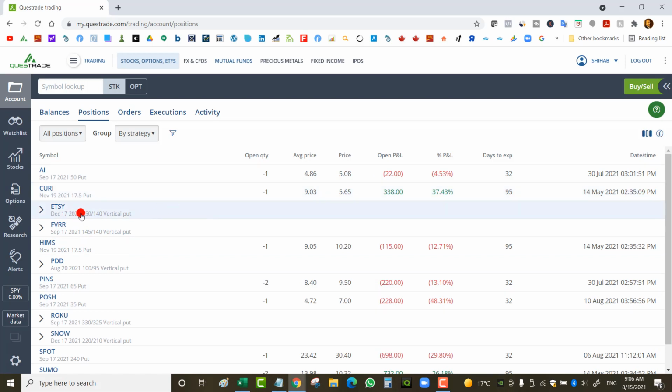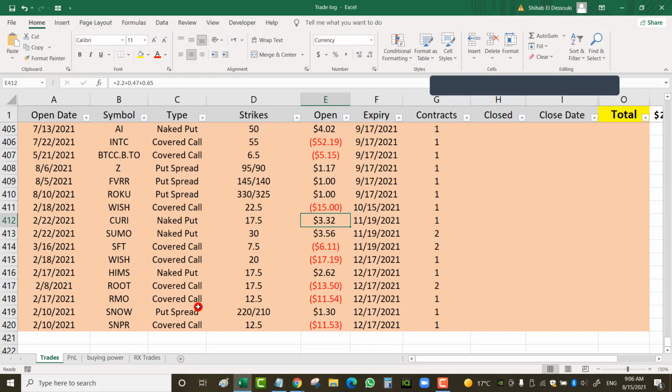Next here, I've got an Etsy put spread. So this is a put spread that I rolled all the way to December just to try and save by increasing the width of the spread. And it's doing fine because Etsy is trading at around 190, I believe.